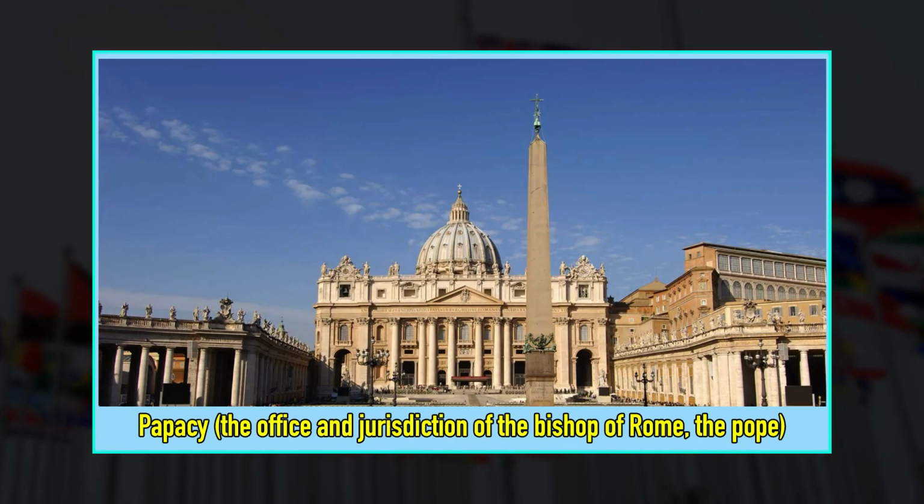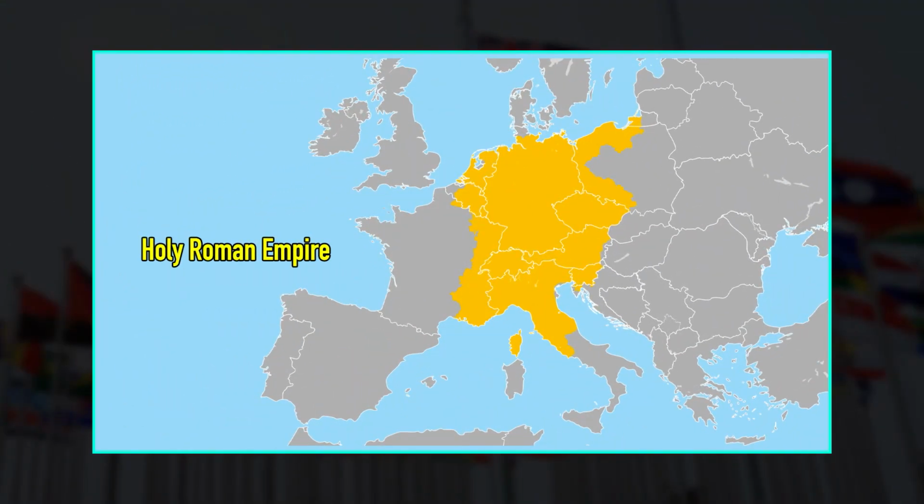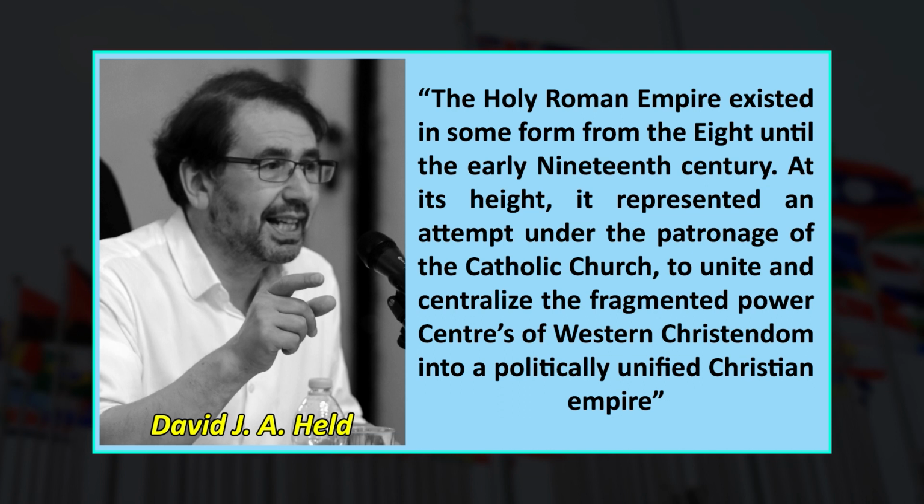Some amount of unity began to be provided by the papacy, that is the office and jurisdiction of the Bishop of Rome and Pope, and the Holy Roman Emperor with its overarching call for unity on the basis of religion. In the words of David Held, the Holy Roman Empire existed in some form from the 8th until the early 19th century. At its height, it represented an attempt under the patronage of Catholic Church to unite and centralize the fragmented power centers of Western Christendom into a politically unified Christian empire.